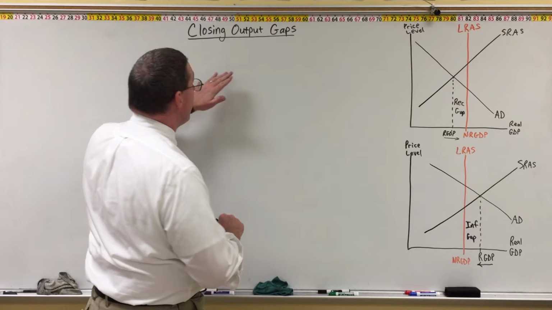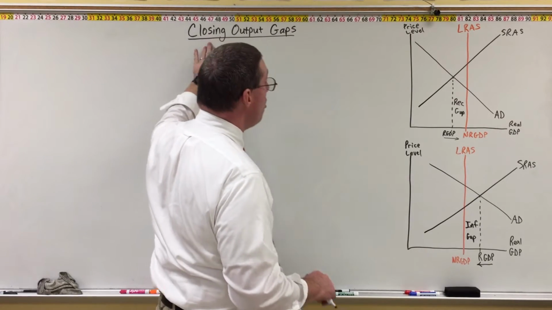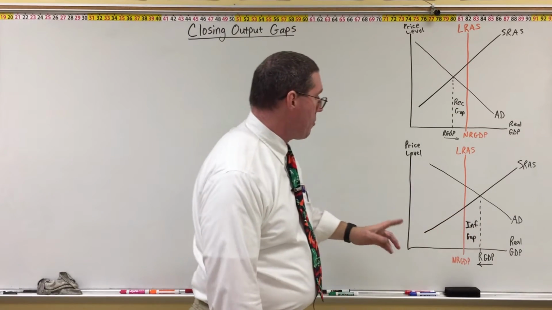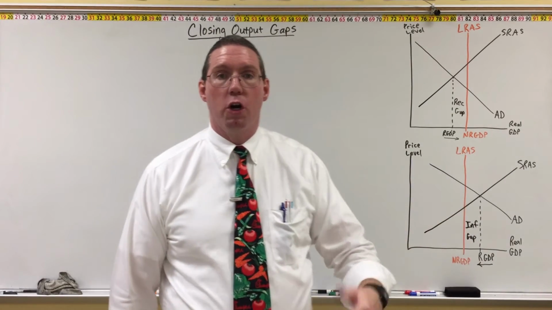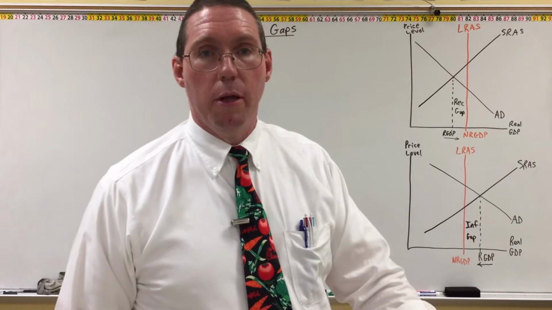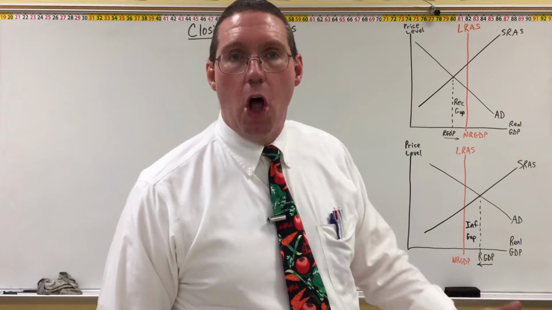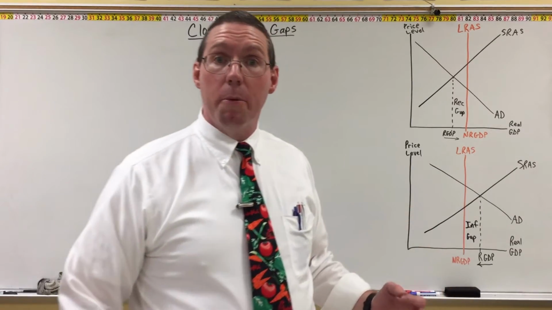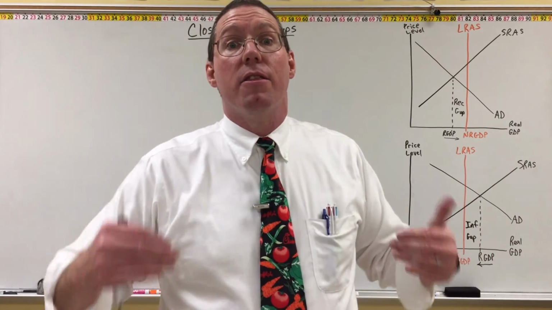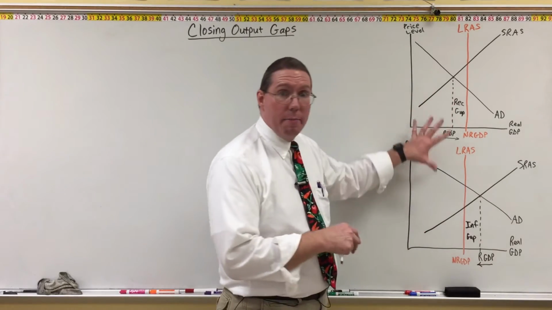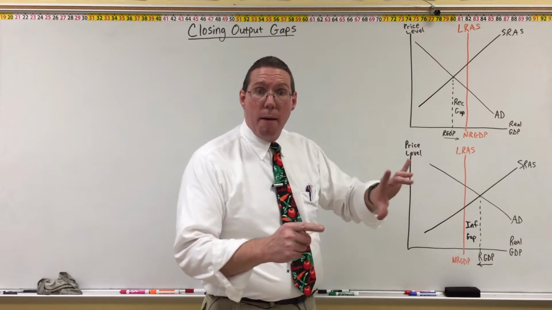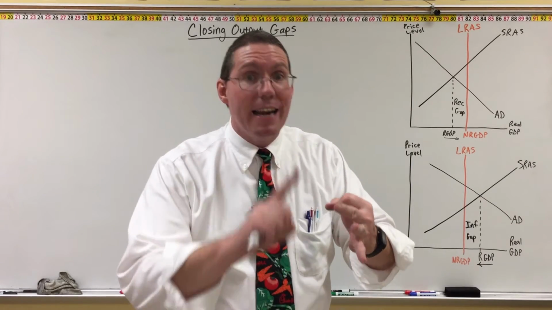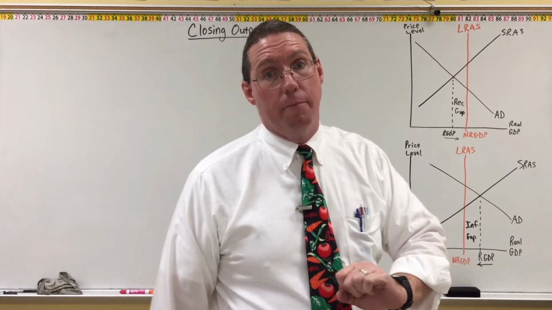What we're trying to do is close recessionary gaps and close inflationary gaps so that we can return to long-run equilibrium. Why are we trying to return to long-run equilibrium? Because we said in a previous lesson, long-run equilibrium is the ideal state. It's the condition of the economy that allows us to accomplish full employment, price level stability, and economic growth all at the same time.